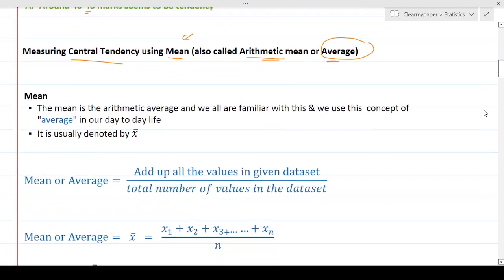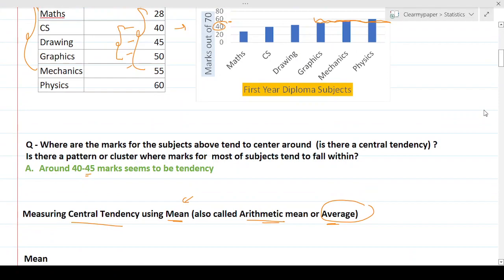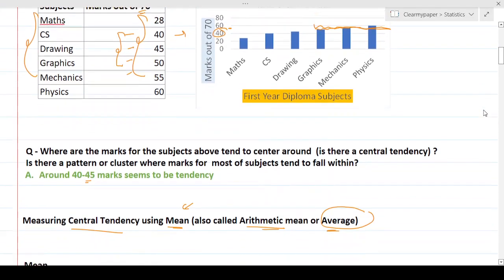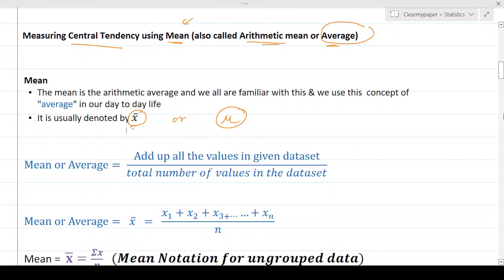Okay, so we're talking about mean, and let's try to see what it means. It's typically denoted by x bar, x with a bar on the top, or sometimes it's denoted by mu, like a U shape. I'll get into the details of the difference later. But for now, from the syllabus point of view, you can just use x bar. And the formula for calculating the mean is you add up all the values in the data set.